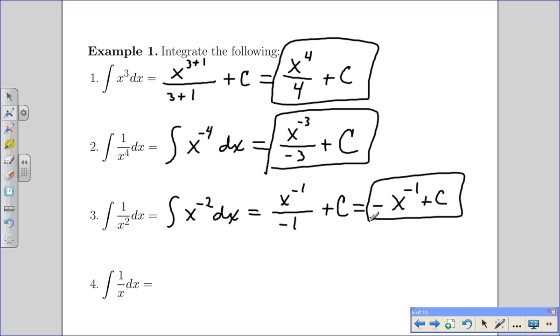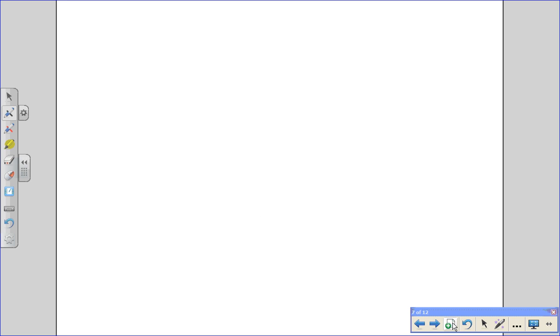Now, number 4 looks very similar to 2 and 3. And so I'm going to create a new page here. And I want to talk about this one for a moment. If you try to solve this problem the same way we did the other two, what you would try to do there is you would try to write x to the minus 1 dx. That's just rewriting it, moving it to the numerator.